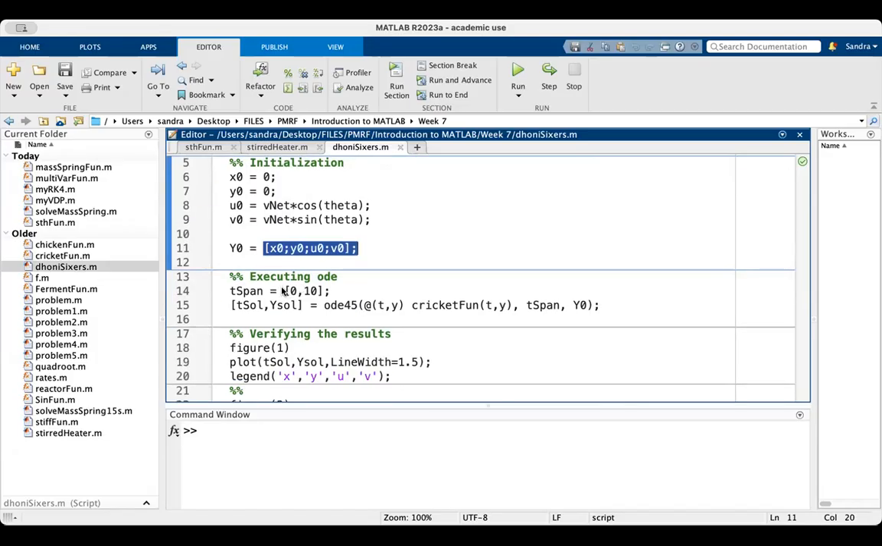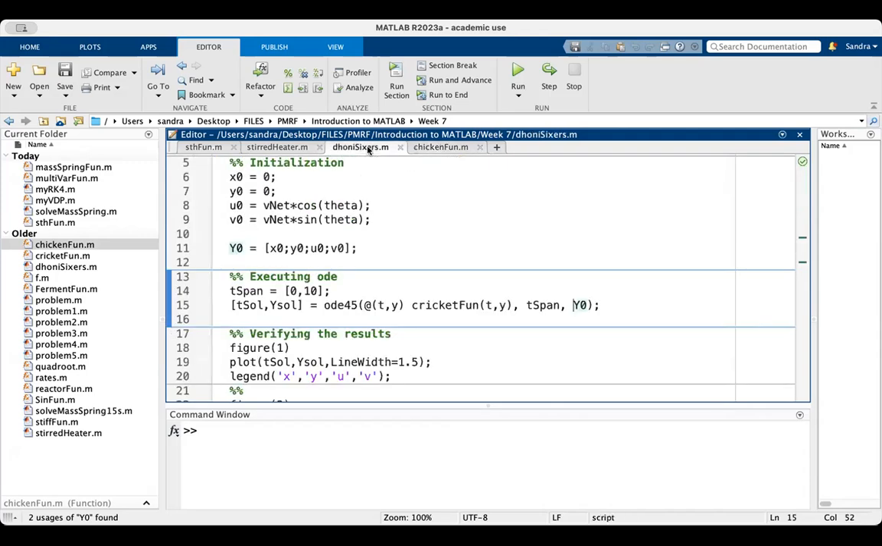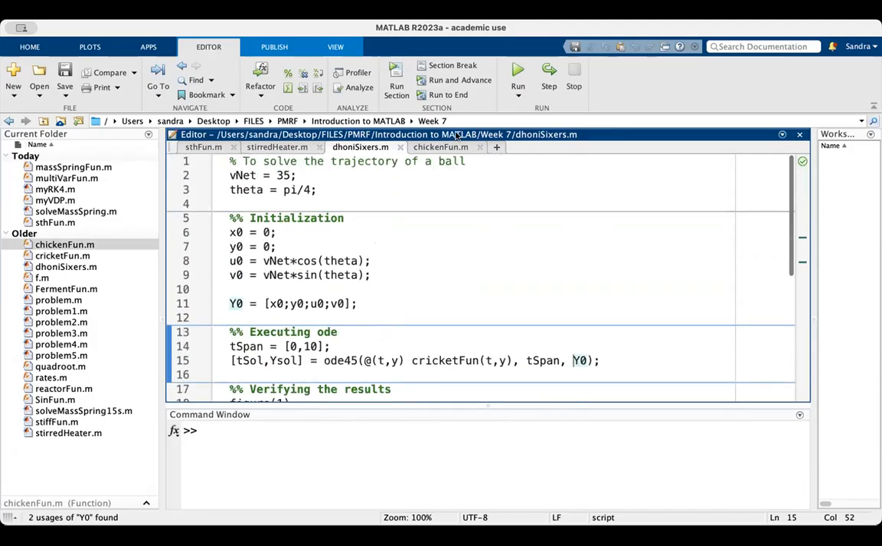Now t span, I'm doing it for 0 to 10 seconds. Now my ODE, I call this function cricket fun, which will take t and y. And t span we have, initial values we have. Now let us look at this cricket fun. It takes in t, y, and some other variable which is called param. So we'll see what param is here. I think I'm not transferring param here. Let me just see.